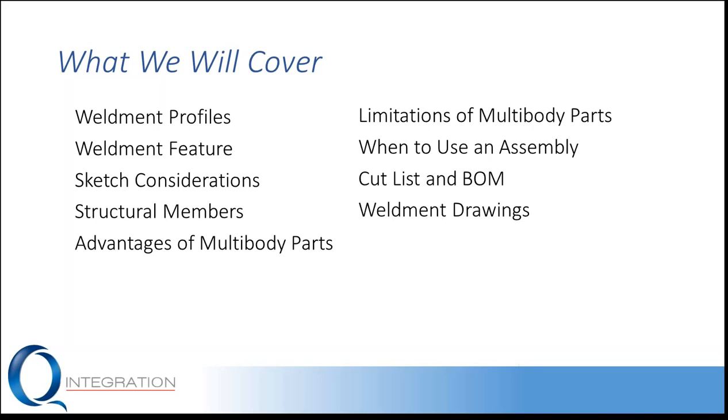The advantages and limitations of multi-body parts and when to use an assembly. And then also getting into Cutlist, some of the options that are available with our Cutlist, and using that Cutlist in our bill of material for an assembly that includes weldment parts. And then finally, detailing that weldment part on our drawings. How can we bring over those individual bodies?